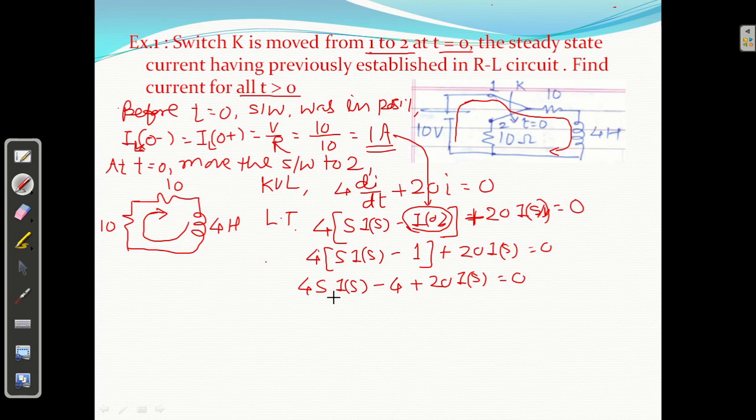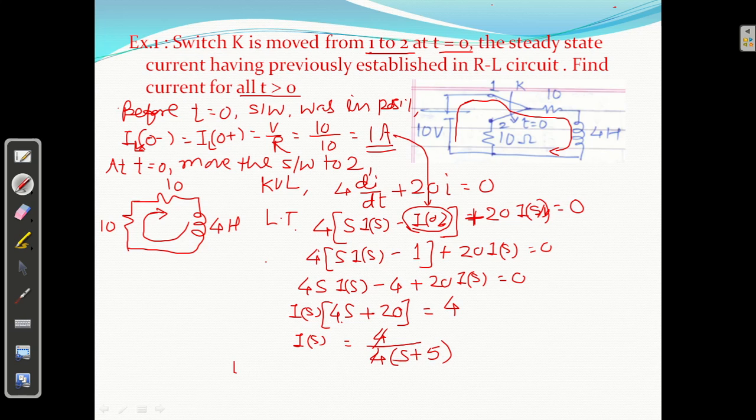If you do it, taking I(S) common, what will come? Taking I(S) common, 4S plus 20, and this minus 4 goes to the other side, so equal to 4. So what is the value of I(S)? I(S) equals 4 upon 4S plus 20, that is 4 upon 4 times S plus 5. Now this 4 will be cancelled, so you can say this is only 1 upon S plus 5.